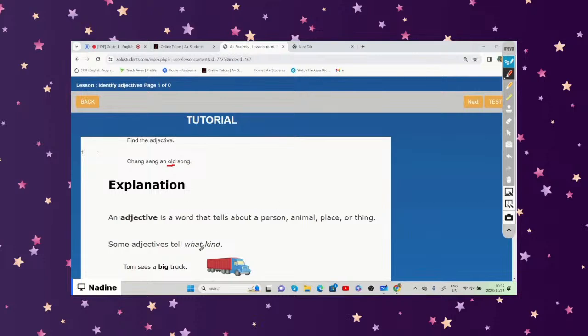And an adjective, once again, is a word that tells us about a person, animal, place, or thing. And some of the adjectives, they will tell us what kind. Like, for example, old, new, bright. So, once again, an adjective tells us what kind. An adjective is a word that tells us about the person, animal, place, or thing.